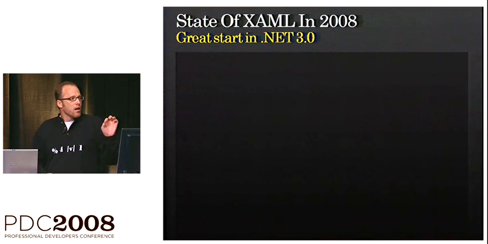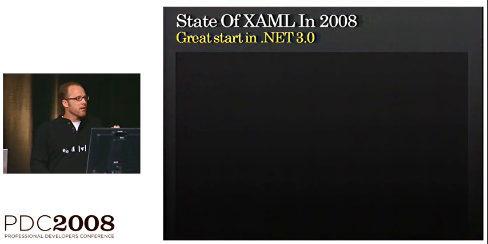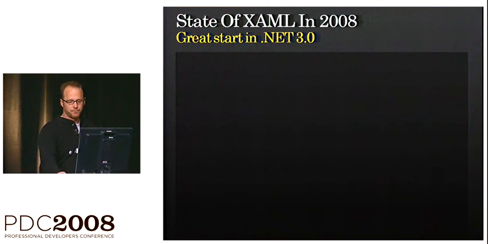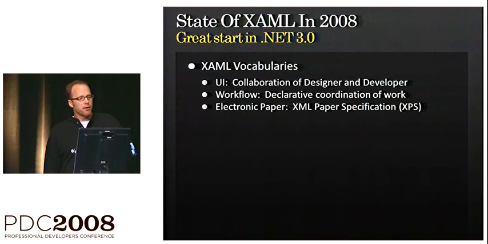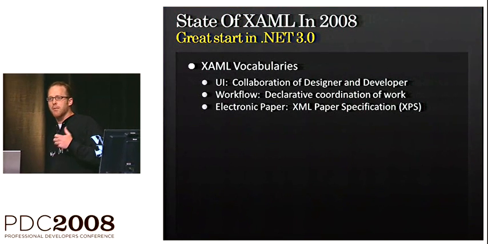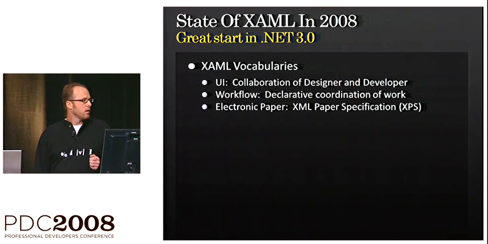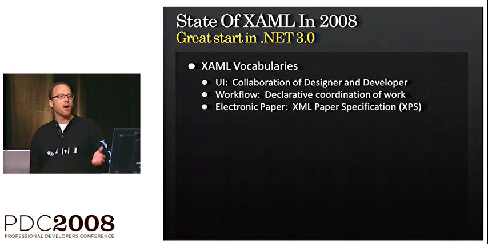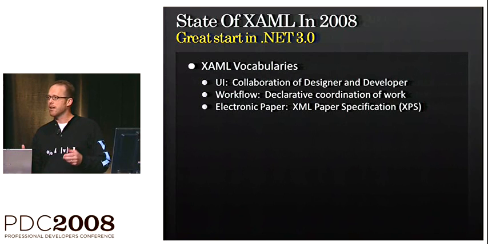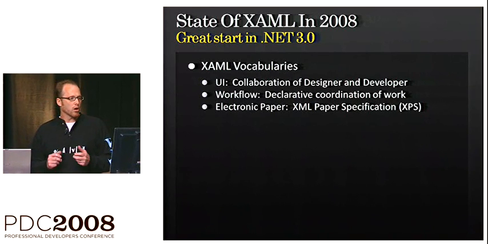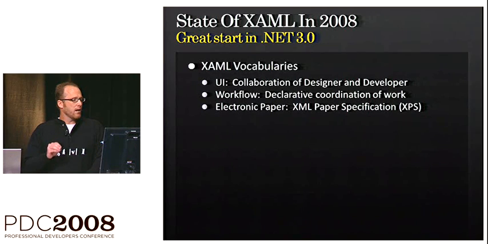Let's get started. XAML's had a great start. The state of XAML in 2008 is strong. We've got 3 XAML vocabularies to help describe user interface, workflow, and electronic paper. For UI, Silverlight and WPF are allowing people to build great user experiences, and they're allowing designers and developers to collaborate together. Workflow has made great declarative coordination of work possible. And XPS has enabled great electronic paper definitions.